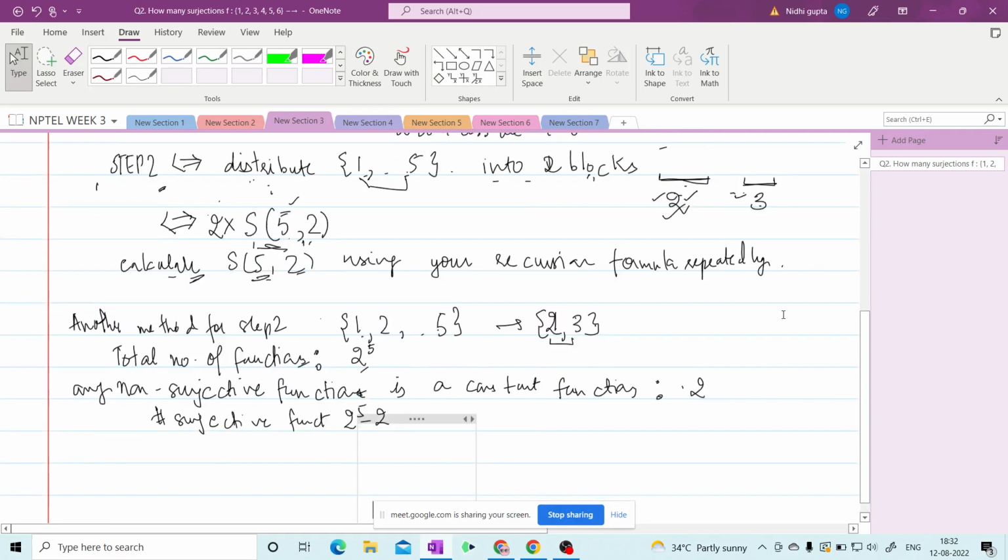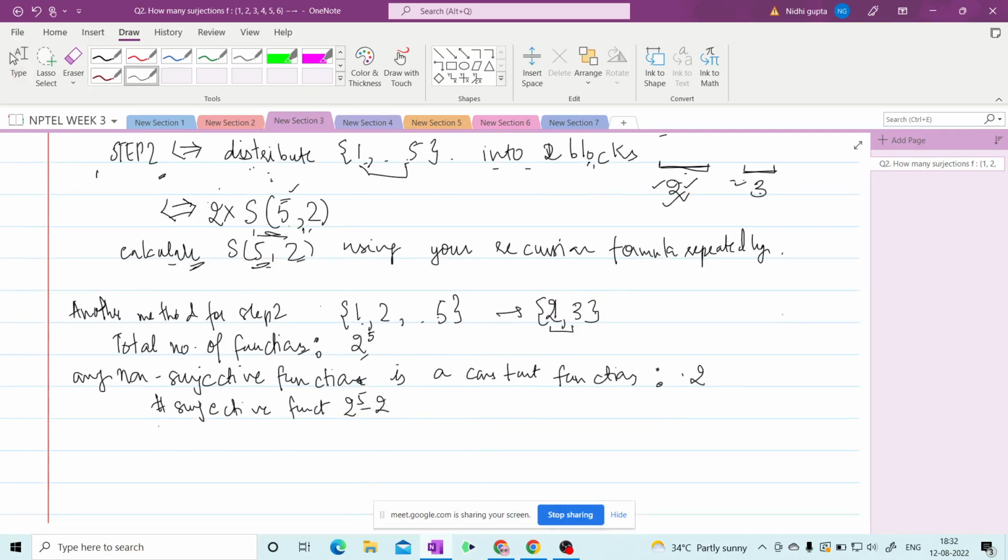And the final answer becomes: there were 6 ways to do step 1, and 2 raised to the power 5 minus 2 for step 2. So our total answer becomes this.